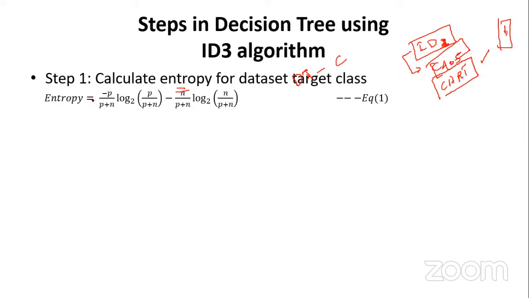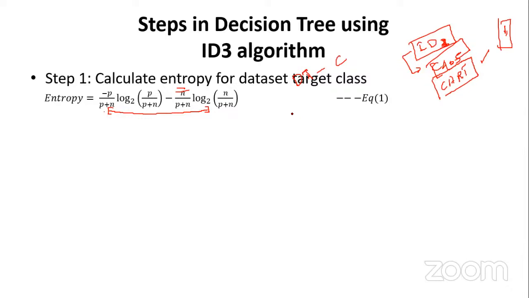So for calculating this entropy, we have a formula. This formula has already been defined. We are not going to spend any time on deriving this formula; this is the proven formula. Then what is this P and what is this N? P is a positive classification, N is a negative classification.